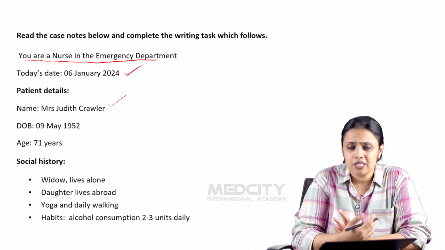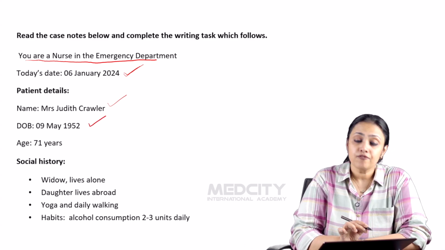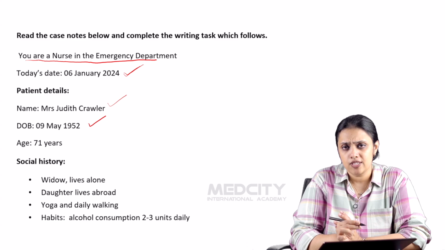We should not be selecting both of them. Either one we can opt for. So let's go with date of birth. Then from social history, widow, lives alone.